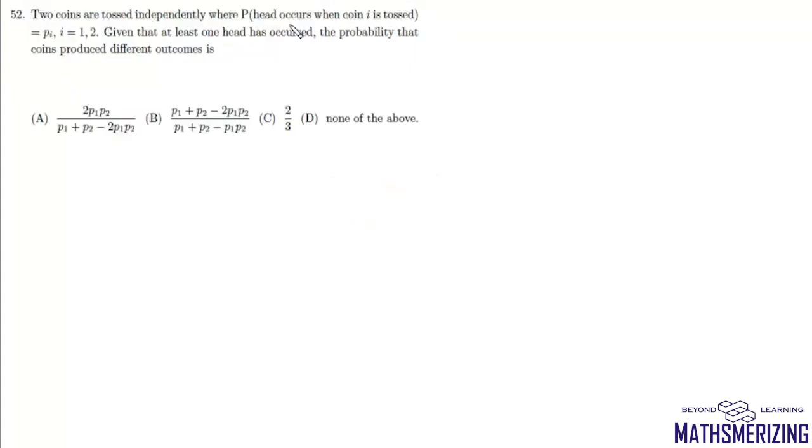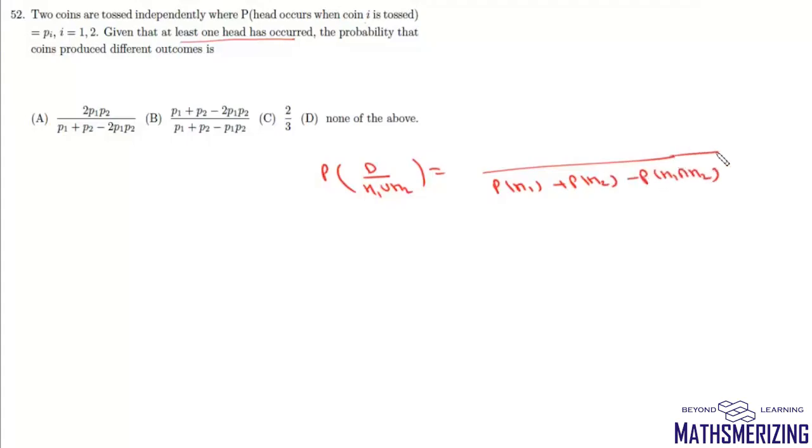Now question number 52 is two coins are tossed independently where probability head occurs when coin I is tossed is Pi. It is given that at least one head has occurred. What is the probability that coins produced different outcomes? So we need to find the probability that it produced different outcomes when we know that at least one of them is a heads. Now when we say at least one of them is a heads, it will be probability of H1 plus probability of H2 minus probability of H1 intersection H2.